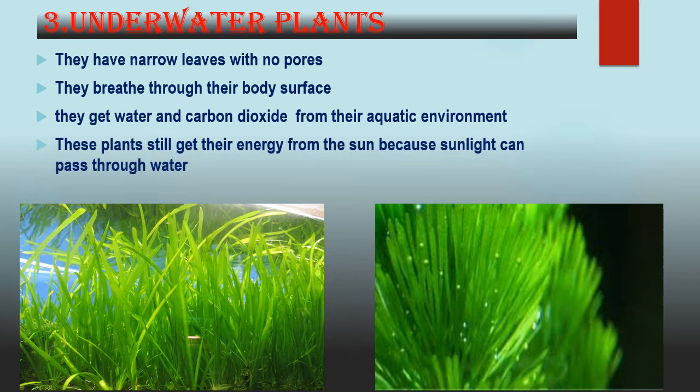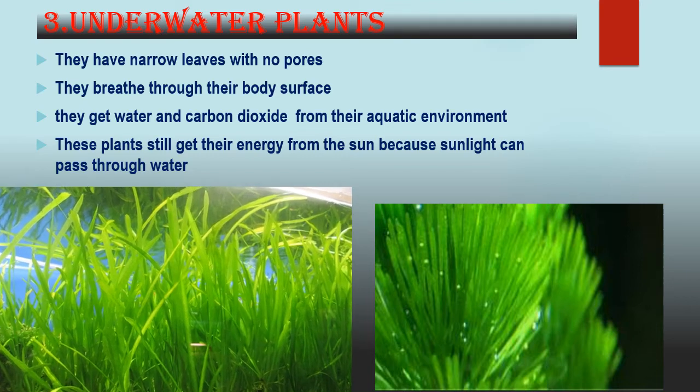These plants still get their energy from the sun because sunlight can pass through water. As you all know, plants need sunlight, water and carbon dioxide to grow, to live. So the energy which they require to live, they still get it from the sun because sunlight can pass through water. The examples of such plants are: number 1, tape grass.